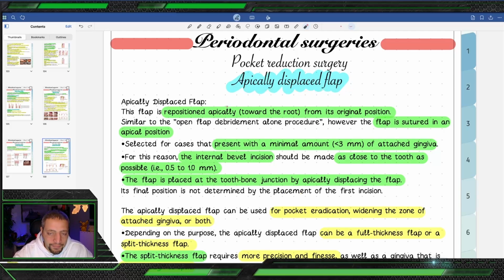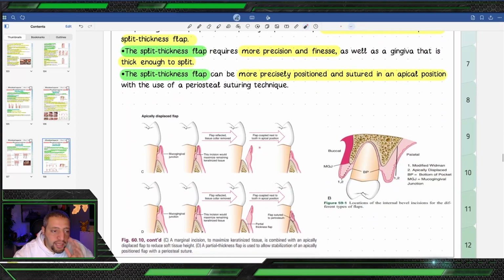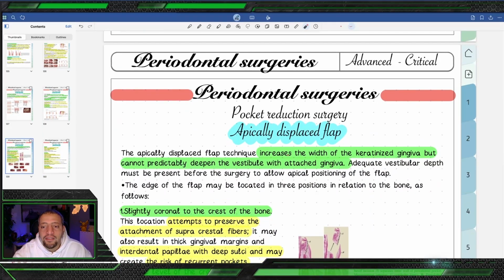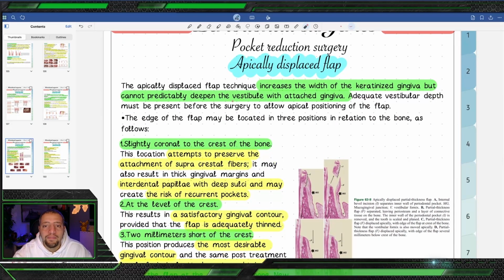It's like the previous one, but this is indicated for a patient with little attached gingiva, less than 3 mm, and we would like to increase the area of attached gingiva. It can be done as a partial thickness or full thickness flap. The apically displaced flap technique increases the width of attached gingiva, but cannot predictably deepen the vestibule with attached gingiva. So it's increased, but it's not 100% increased.